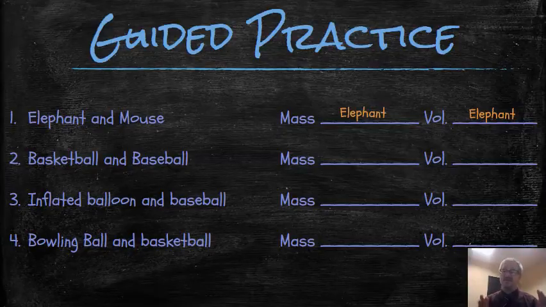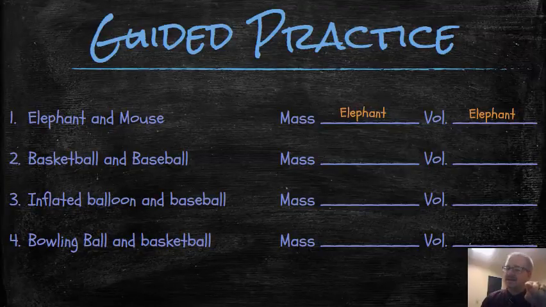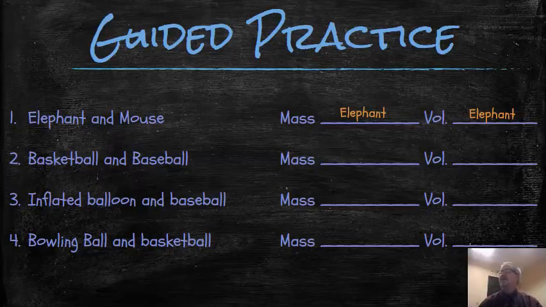I've never seen a tiny baby miniature elephant that's the size of a mouse, nor have I ever seen a mouse the size of an elephant. I've seen some pretty big rats in New York City, but I've never seen them quite as big as an elephant. Mass and volume goes to the elephant.